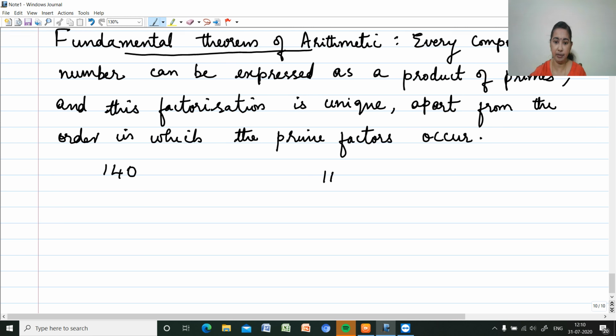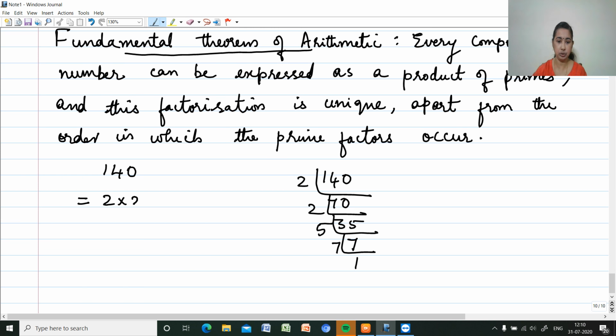So 140 we have to factorize. 2 with 2 will do. So 70, again 2, 35. Again factorizing with 5, we'll get 7, and with 7 it is 1. So 140 can be written as 2 into 2 into 5 into 7. So we can see these are all primes. 2, 2, 5 and 7 are primes.